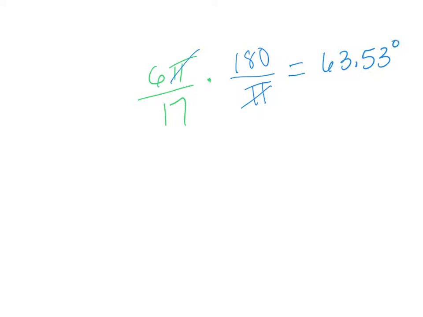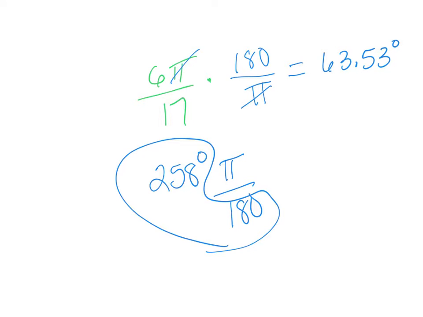So 6 times 180 divided by 17, and you get 63.53 degrees. If you're converting degrees to radians, let's say we have 258 degrees. We're going to multiply it by pi over 180. And what we do with this is we just put the number part in our calculator. We put 258 divided by 180, and then hit math, enter, enter. You reduce it on the TI-84, so you get 43 over 30, and then you add the pi.